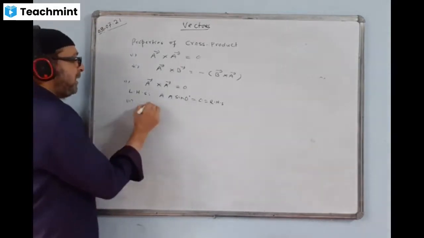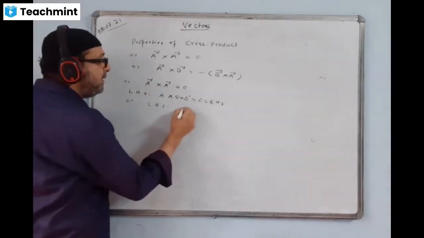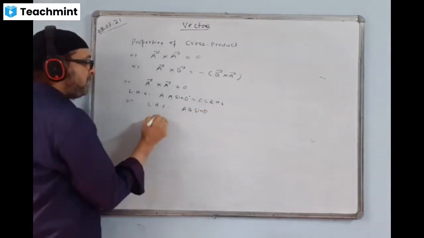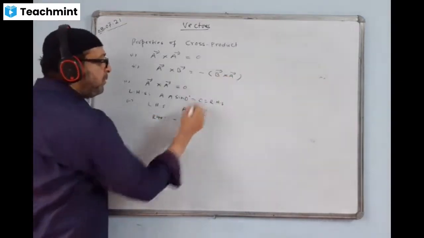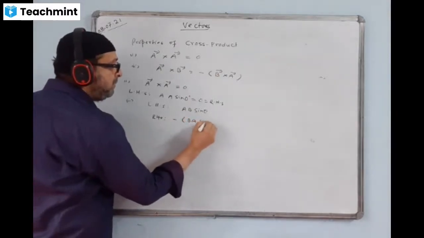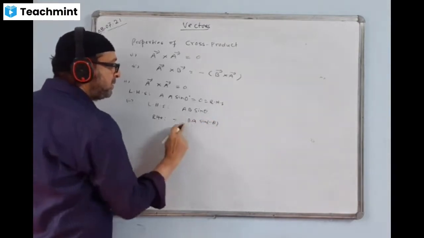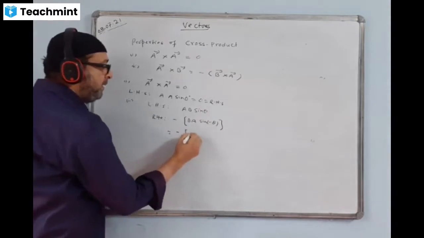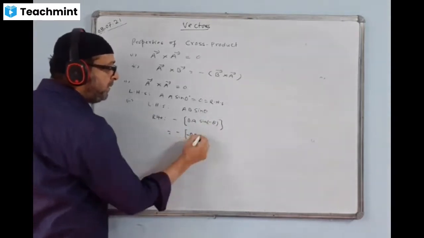Second one, let us take LHS first. LHS value A cross B, how do I write? I will be writing A, B, sin theta. RHS is minus B cross A, I'll write that as B, A, sin of minus theta. I'll take the angle as minus. This becomes minus B, A, sin theta, since the minus sign comes out of the sine: minus B, A, sin theta.